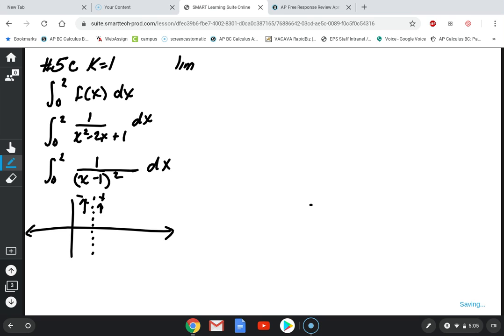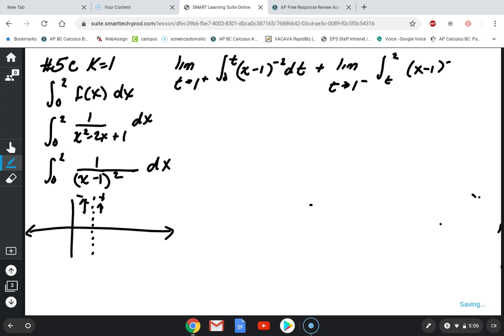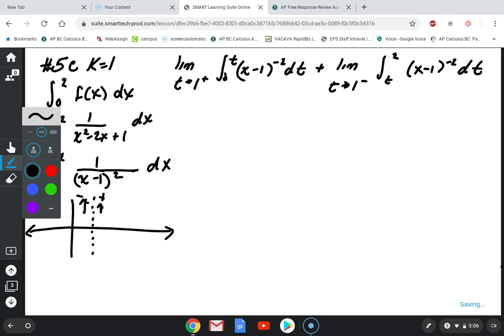So I'm going to take a limit as t goes to 1 from the right of the integral from 0 to t of (x minus 1) to the negative second dx. And I'm going to add to that the limit as t approaches 1 from the left of the integral from t to 2 of (x minus 1) to the negative second dx. Breaking it up into 2 integrals because of the lack of continuity in the function. Okay, so now I'm ready to integrate.